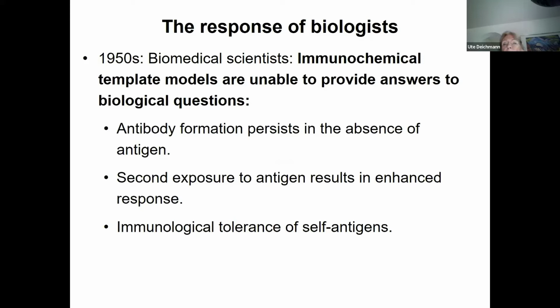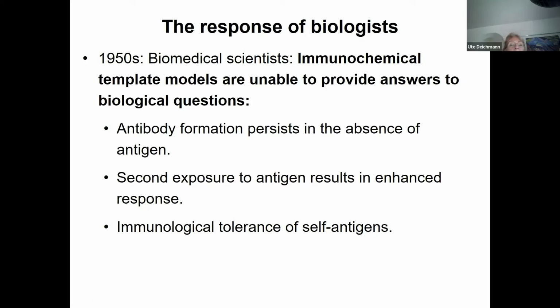A few words about the attitude of biologists or biomedical scientists. They became increasingly critical of the template theories, because they said these immunochemical template models are unable to provide answers to fundamental biological questions concerning immunology. For example, that antibody formation persists in the absence of antigen, that the second exposure to antigen results in enhanced response, and that there is an immunological tolerance of self-antigens. All of that cannot be explained by, or even contradicts, template theory.